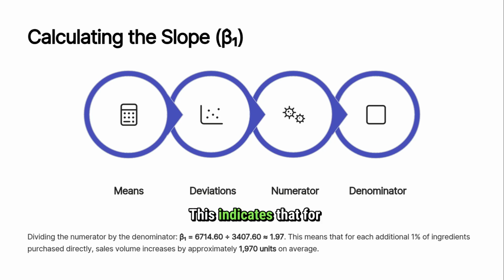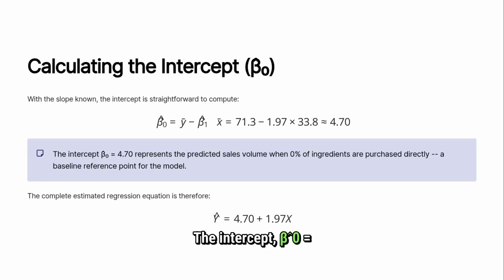This indicates that for each additional 1% of ingredients purchased directly, the sales volume increases by about 1,970 units on average. The intercept, beta 0, equals 4.70, and indicates the predicted sales volume when no ingredients are purchased directly. This serves as a baseline for our model. The complete regression equation is y equals 4.70 plus 1.97x, combining both slope and intercept for predictions.